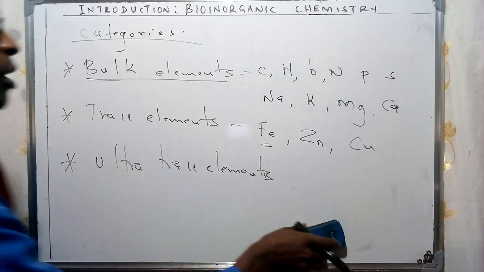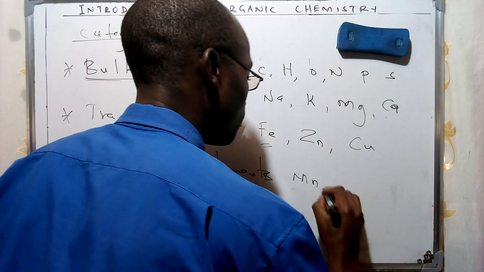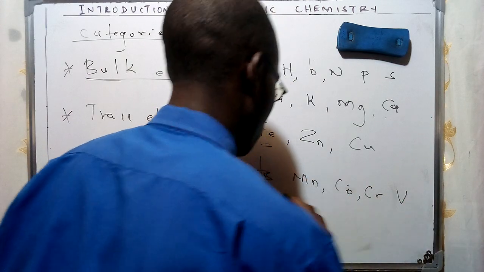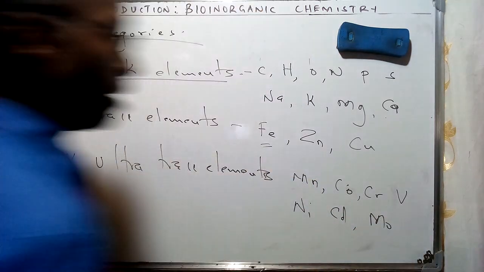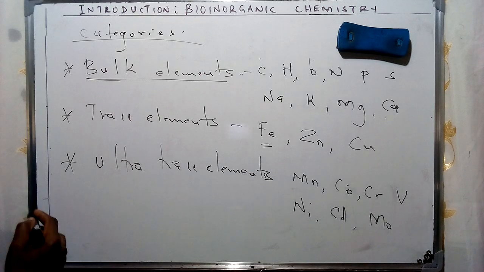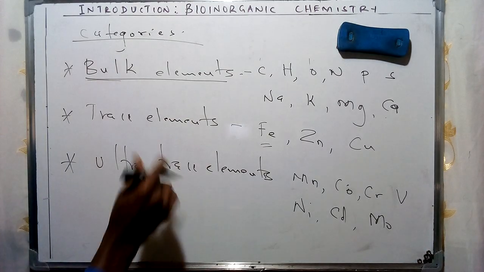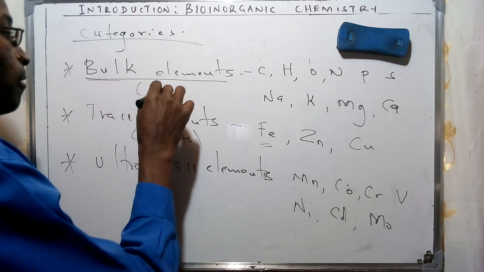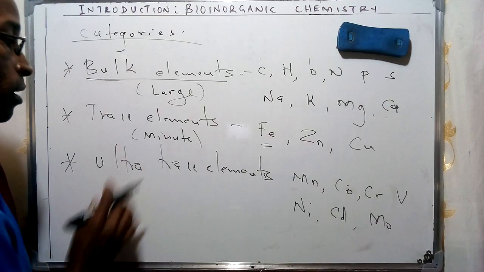For the last one, we look at a few examples of these elements. This consists of manganese, cobalt, chromium, and then vanadium, nickel, cadmium, and perhaps molybdenum. This is a range of elements required in very small amounts. To differentiate between them: trace elements are required in minute amounts, the first group is required in large amounts, while the last is required in ultra trace amounts, perhaps.